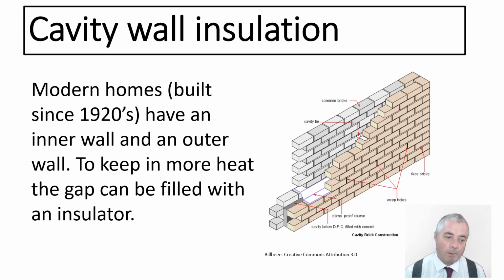And then a bit later on, when people started to get very worried about energy escaping from houses, it occurred to people that if we put an insulating material in between the two layers, and if it was a material that didn't allow water to get through, it would actually mean that less heat passed through the walls. So that's what cavity wall insulation is. It's insulation in the gap between the two walls of a house.